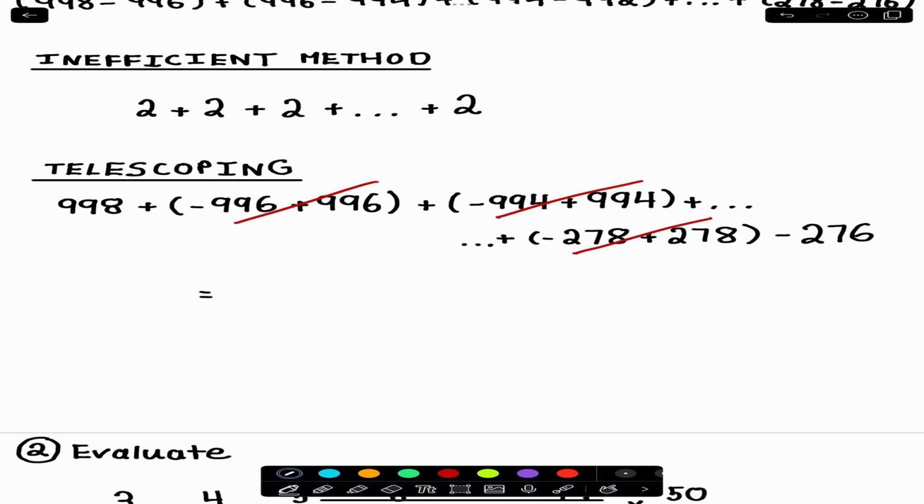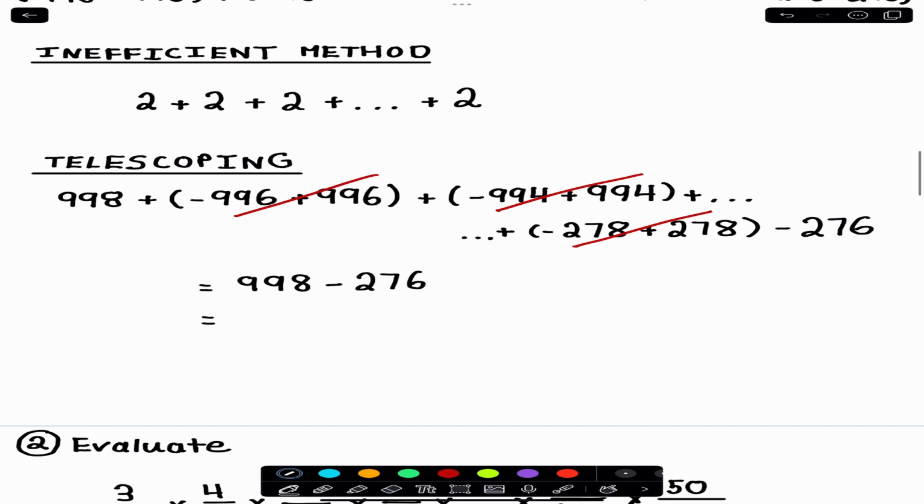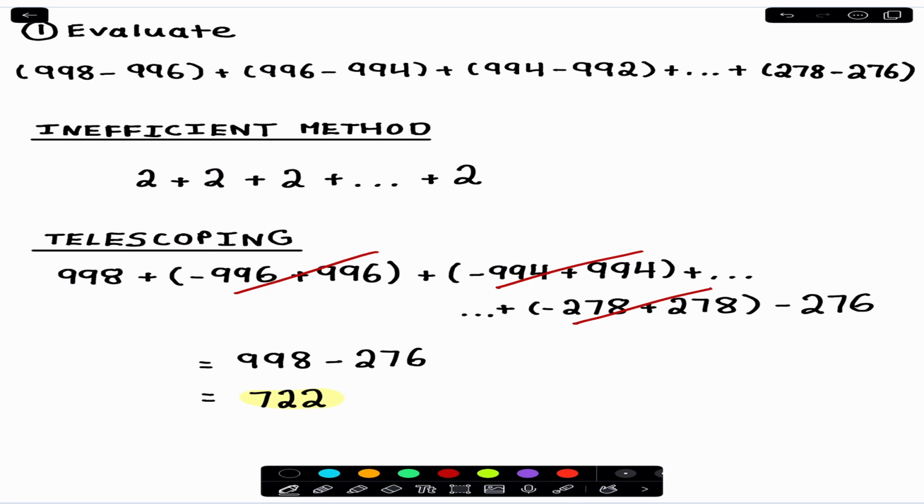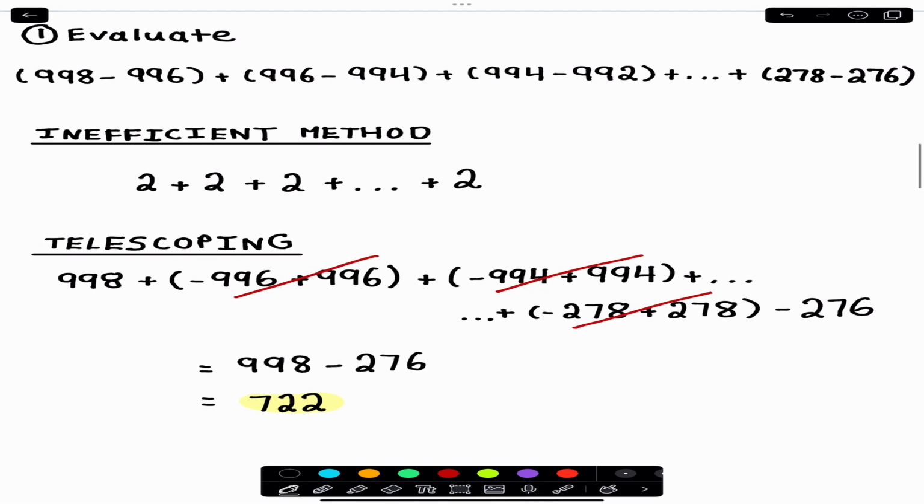This means our final answer is just 998 minus 276, which we can even do in our head since that's not so bad, and it ends up being 722. So that was the telescoping method in action. I hope we can agree that this method is very efficient and it saves us a lot of time.